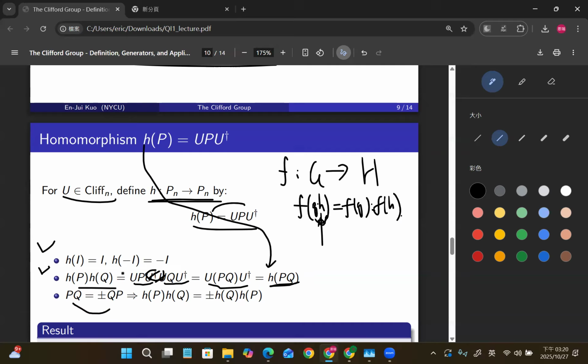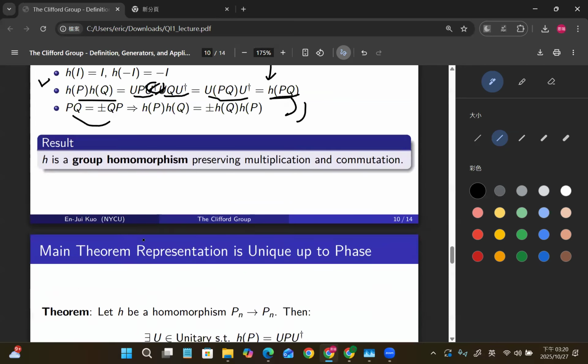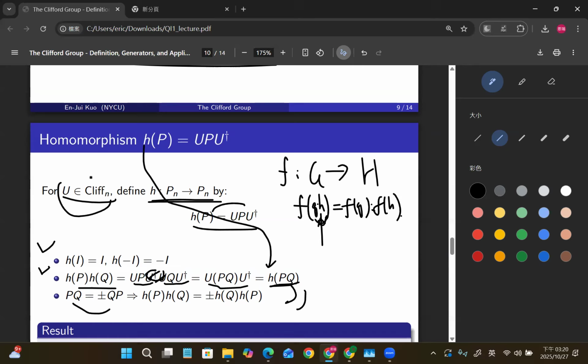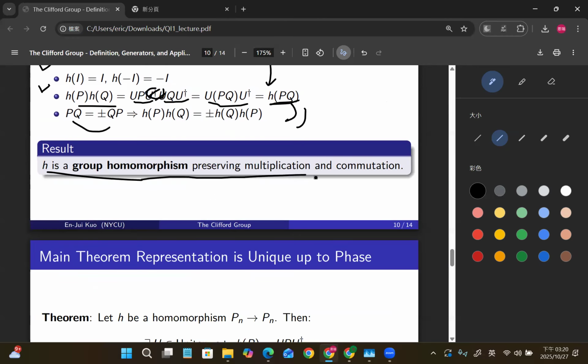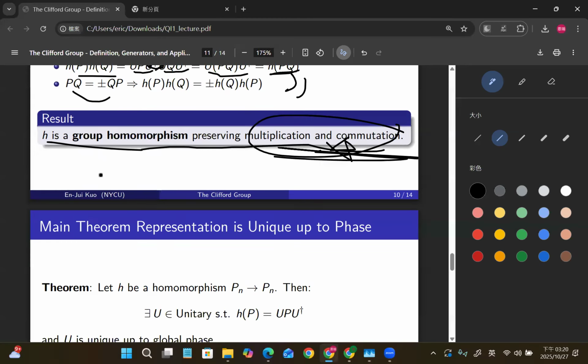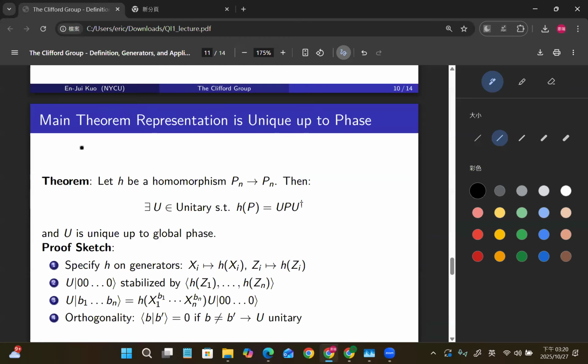And notice that all the Paulis, right, either commute or anti-commute. So PQ is either plus or minus QP, and using this property, H(PQ) equals plus or minus 1 times H(Q)H(P). Okay, so given Clifford elements, you can create a homomorphism. So H is a group homomorphism preserving multiplication and commutation. Okay. So the main theorem, which is non-trivial to prove, is this.